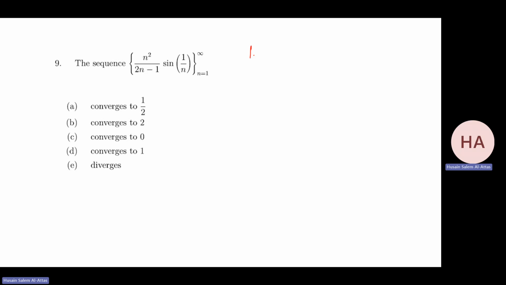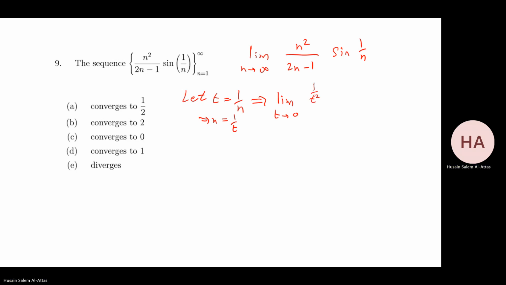I want to find the limit as n goes to infinity of n squared over 2n minus 1 times sine 1 over n. If I let t equal 1 over n, then n is 1 over t. So you have the limit as t goes to 0. So n equals 1 over t, and I have 1 over t squared.